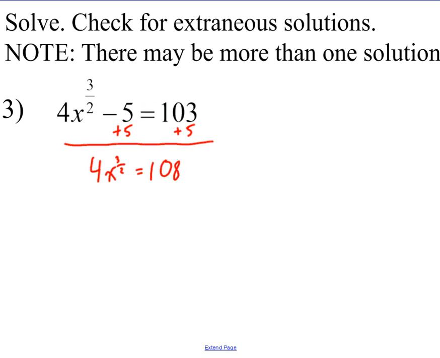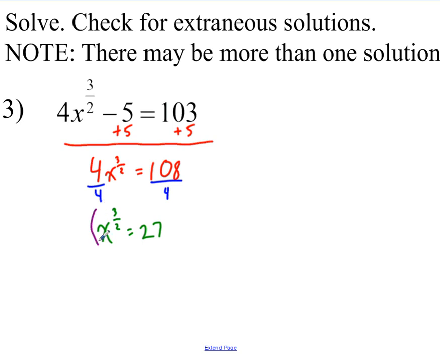We've got this 4 sitting out in front. Don't like it. Let's get rid of it. We saw how to do so before. We would divide both sides by 4, and that's going to leave us with x to the 3 halves power equals 27. Okay, see if you can take it from here.